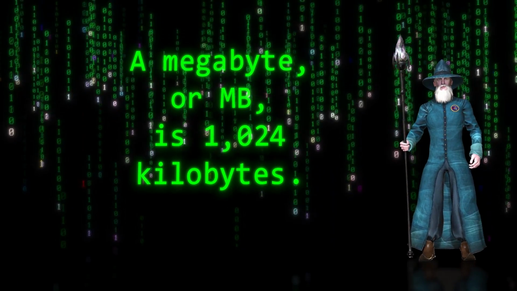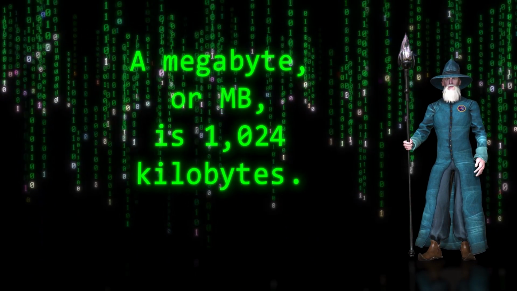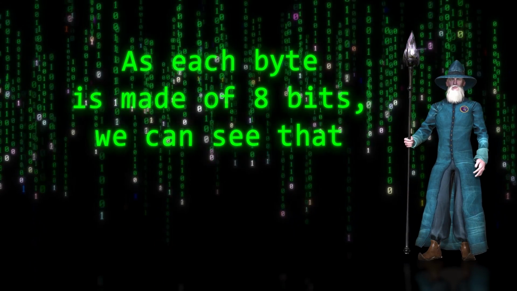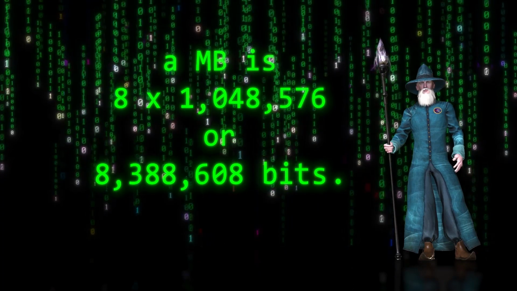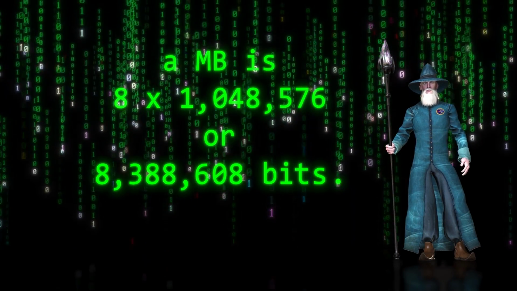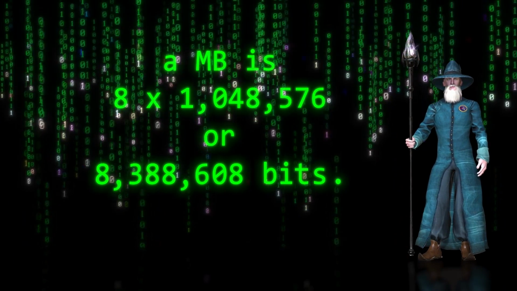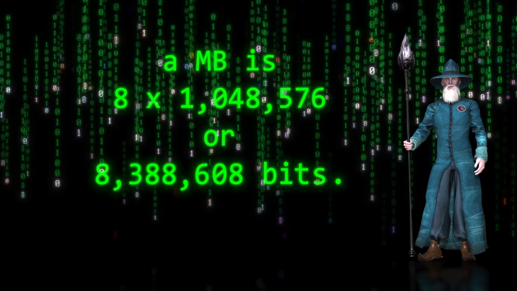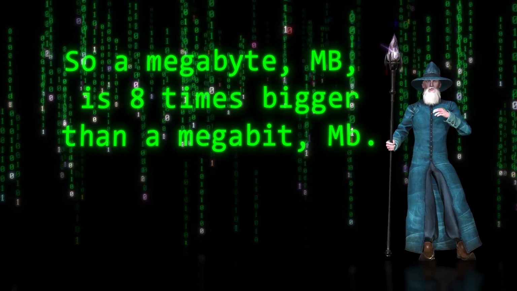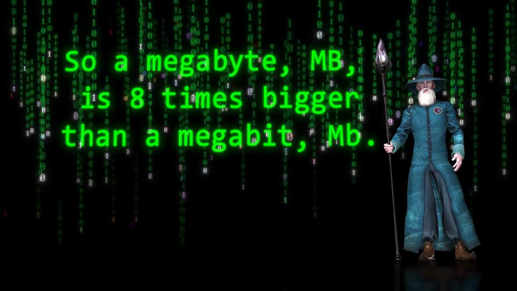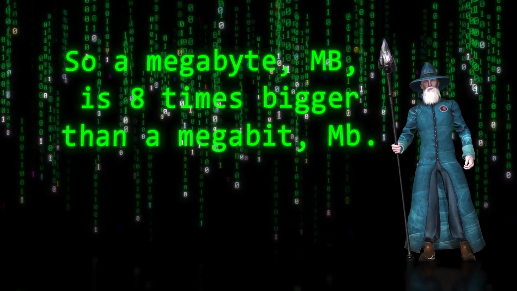A megabyte, or capital M, capital B, is 1024 kilobytes. As each byte is made of 8 bits, we can see that a megabyte is 8 times 1,048,576, or 8,388,608 bits. So a megabyte, capital M, capital B, is 8 times bigger than a megabit, capital M, small b.